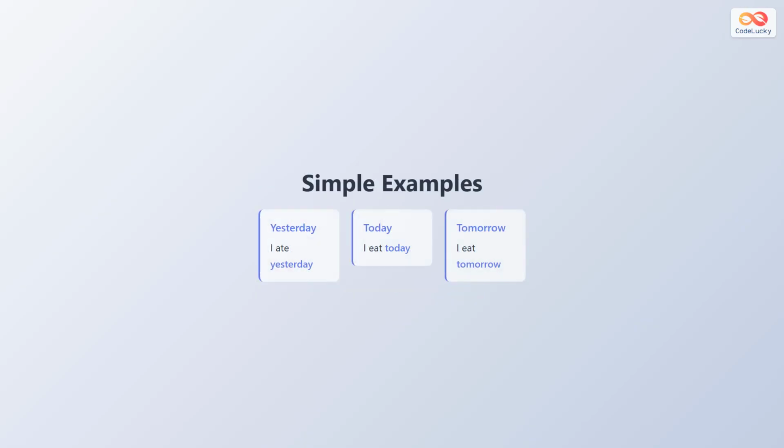Here are simple sentence examples. I ate yesterday. This sentence uses the past tense. I eat today. This sentence uses the present tense. I eat tomorrow. This sentence uses the future tense. Notice how the verb changes depending on whether we use yesterday, today, or tomorrow.